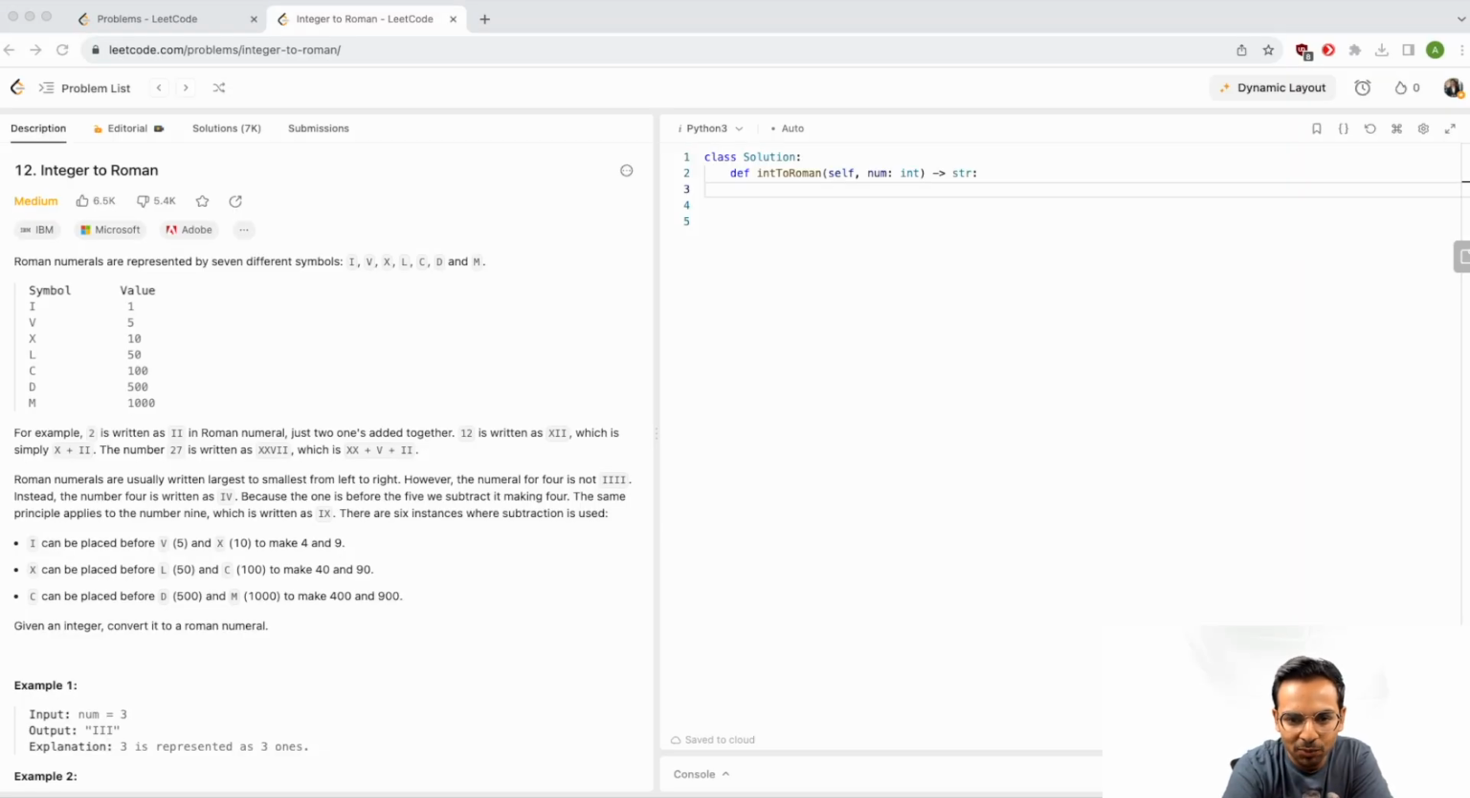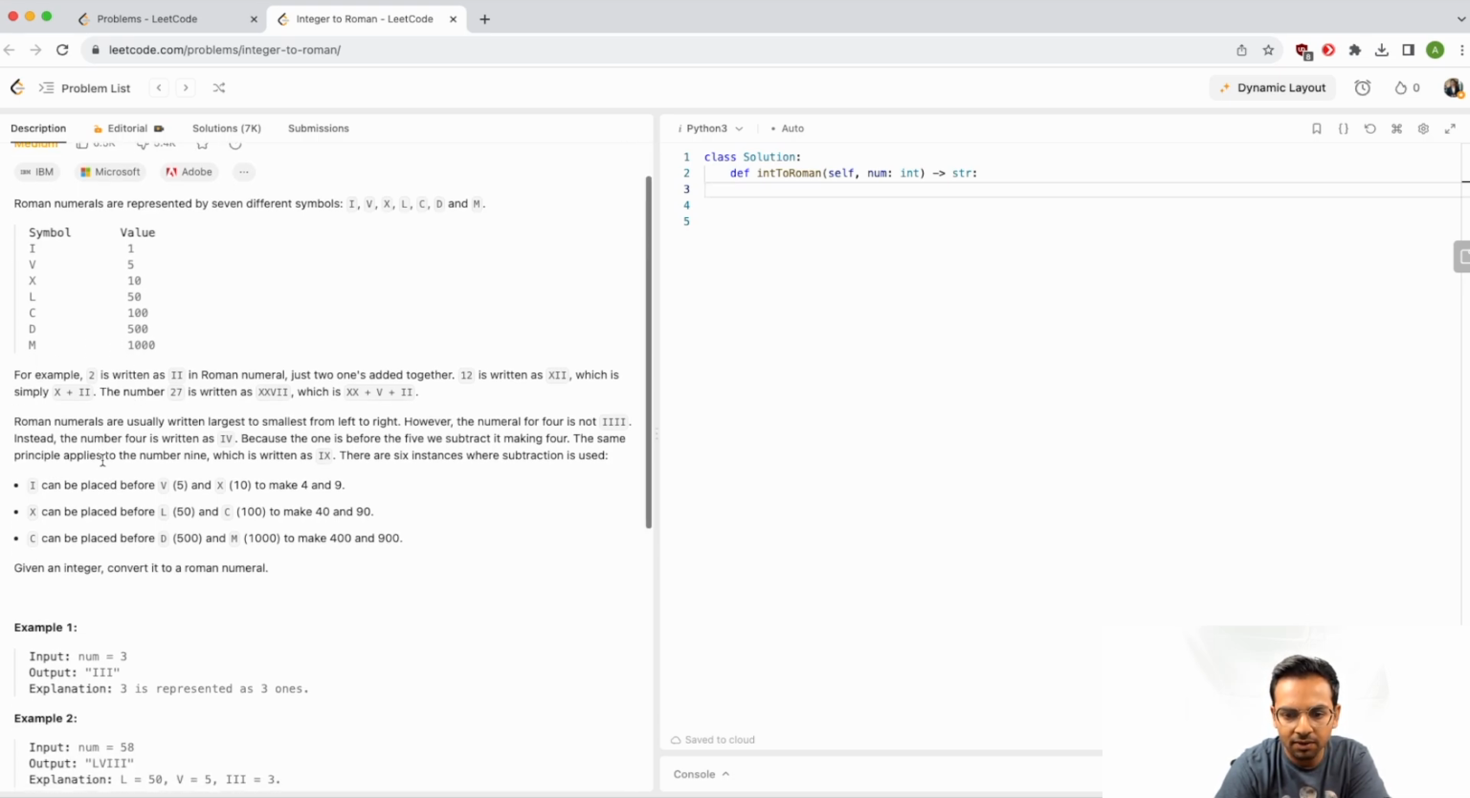Okay, so what are we given? We are given numbers and we have to convert them into the Roman letters. Everyone who's aware of Roman numerals knows that 1 is represented by I, 5 is V, 10 is X, 50 is L, 100 is C, 500 is D, and 1000 is M.